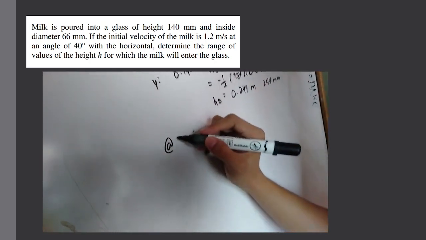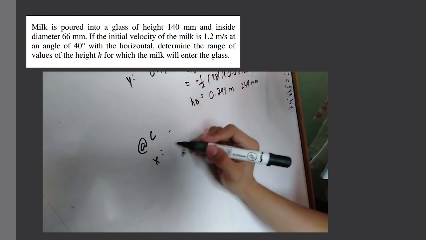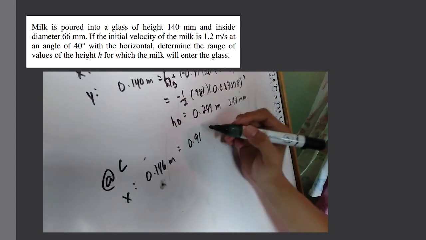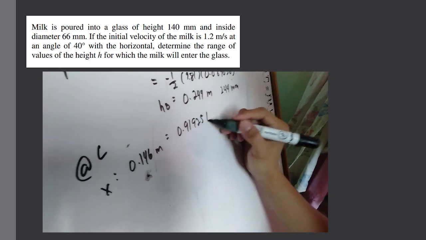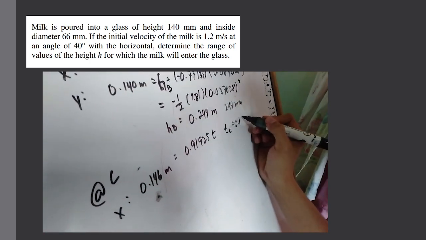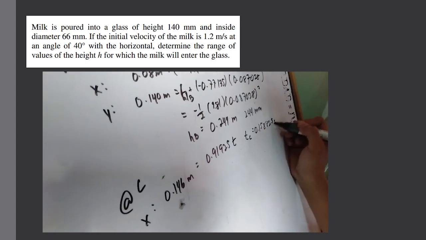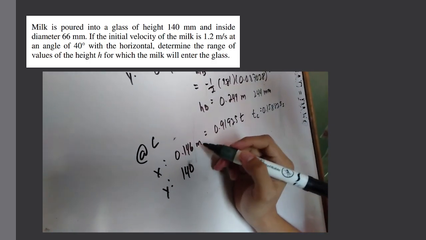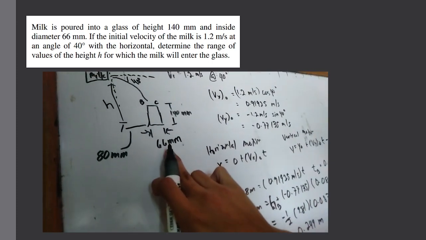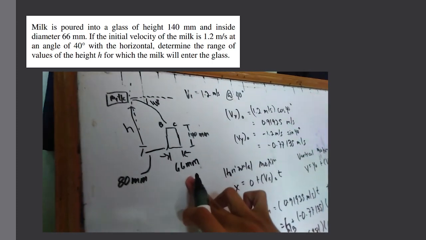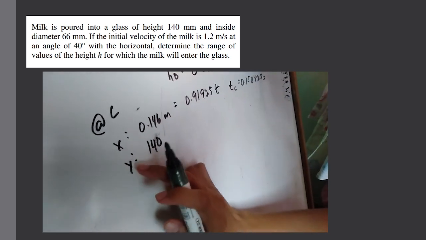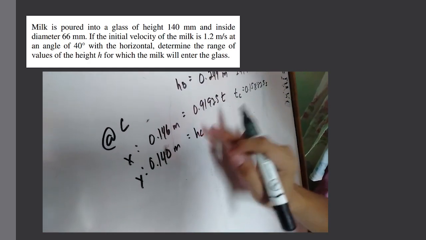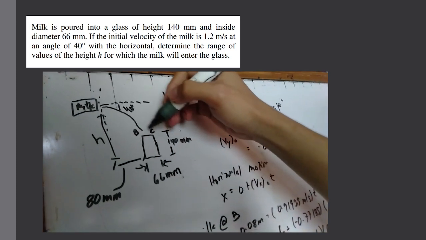Now at point C, on the x-axis again, we have 0.146 meters is equal to 0.91925 T, or T at point C is equal to 0.158825 seconds. You may be asking, where does this 0.146 meters come from? It is simply 80 plus 66 mm because the distance of the milk up to point C is 146 mm. So going back to the y-axis, 0.140 meters is equal to HC, the height at which the milk will reach point C.